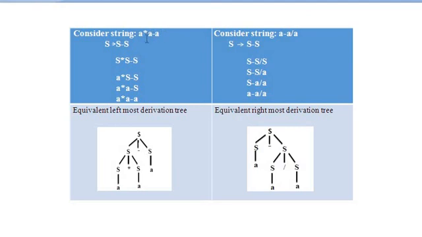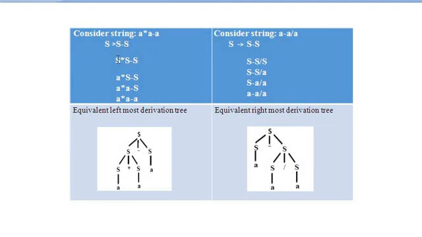S minus s. Then after removing this leftmost s, s gives s star s. The production of s is also a. So from here I can use a into a minus a, which I required. So s gives s star s, then minus s as it is.